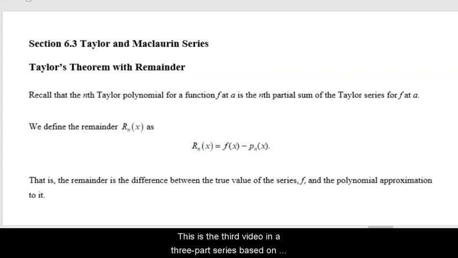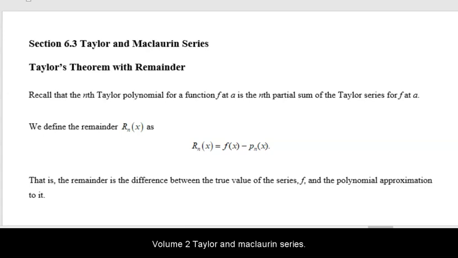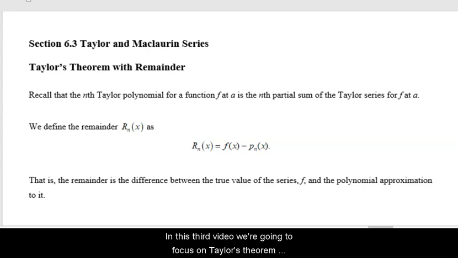This is the third video in a three-part series based on section 6.3 in the OpenStax Calculus series, Volume 2, Taylor and Maclaurin series. In this third video, we're going to focus on Taylor's theorem with the remainder.